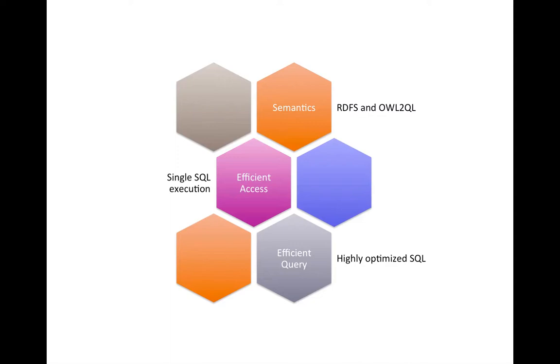And last, efficient queries. The SQL query that we generate is highly optimized. When Quest initializes, it extracts a lot of metadata from the database, primary keys, foreign keys, it analyzes the mappings, and it uses this information to generate an SQL query that is simple, that has no redundancy, that can be optimized by the relational engine and can be executed appropriately. Let it be a commercial database or an open source database, the SQL is going to be efficient anyway.